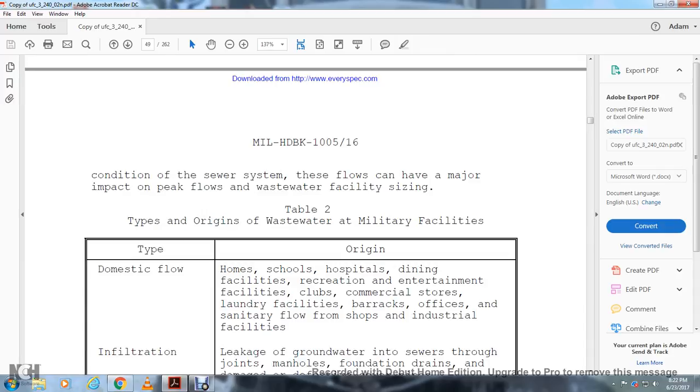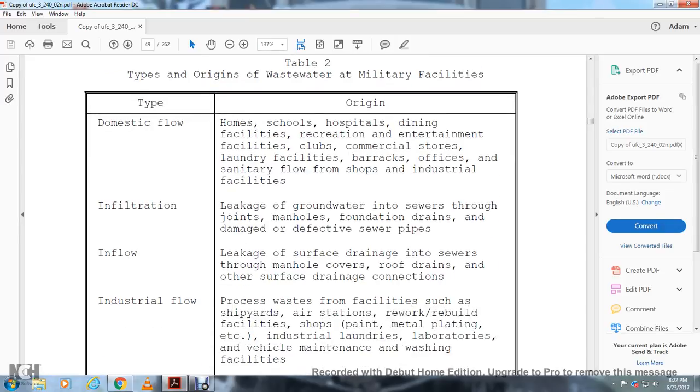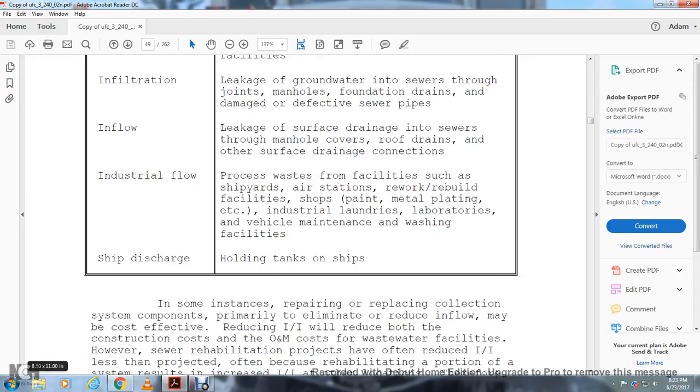Military facilities, domestic: homes, schools, hospitals, dining facilities, recreational and entertainment facilities, clubs, commercial stores, laundry facilities, barracks, offices, sanitary flow from showers, and industrial facilities. Infiltration: leakage of groundwater into the sewer through the joints, manhole foundations, drains, and damage of defective sewer pipes. Inflow: leakage of surface water into the sewer through manhole covers, roof drains, and other surface drainage connections. Industrial flow: process wastewater from facilities such as shipboard stations, rework buildings, facility shops, metal painting, plating plants, industrial laundries, laboratories, vehicle maintenance and washing facilities, and shop discharge holding tanks on ships.